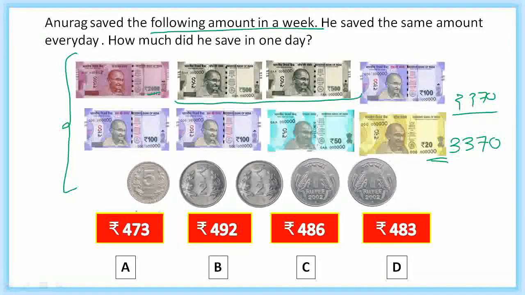Till this much. Now I'm going to add the coins also. 5 plus 2 is 7, 9, 10, 11. We will get 3381. Okay, finally, we get 3381 as the answer. Now what are we going to do? We have to figure out what he saved in the week. He saved this much amount in a week. Now he saved the same amount every day. How much did he save in one day?